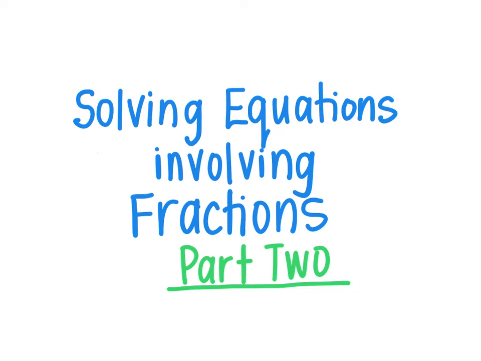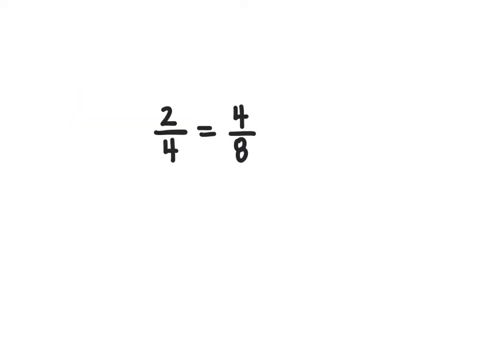Today we're going to look at a second strategy that we can use when we're solving equations involving fractions. This second strategy is called cross multiplication, and it can be helpful under certain circumstances when the equation contains fractions that are isolated, one fraction on one side of the equal sign and another fraction on the other side of the equal sign. Let's look at some examples so we can see how this works.